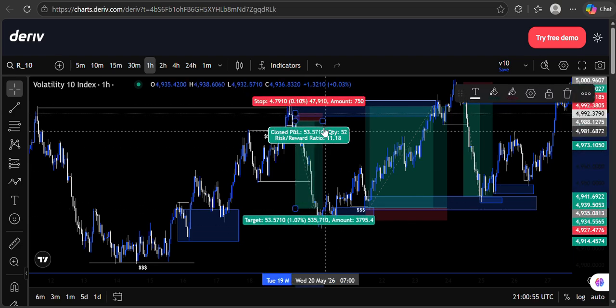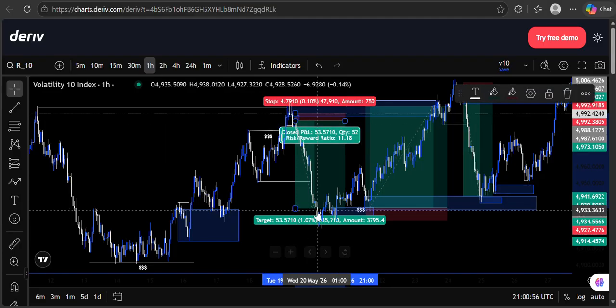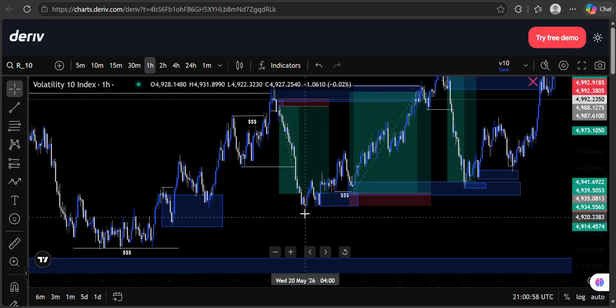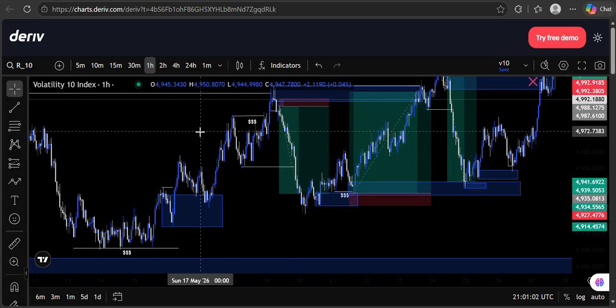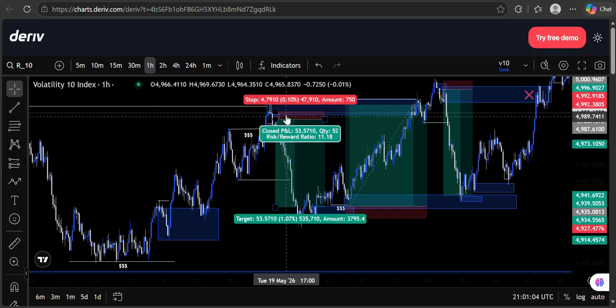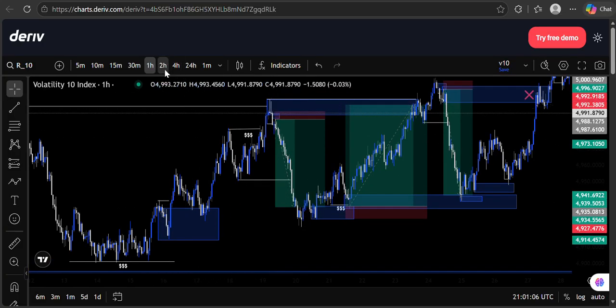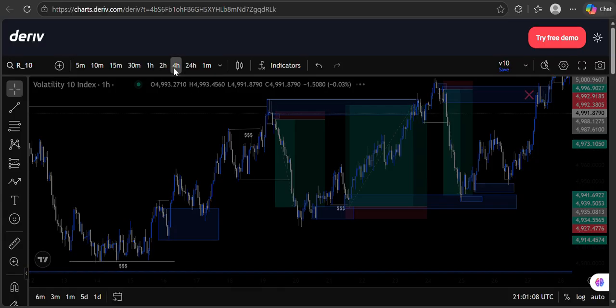We actually got out of the trade here, but we see it still went down. So we got out of the trade right here. That was the first entry. So we are done with this one. Let's go back to our 4 hour time frame.